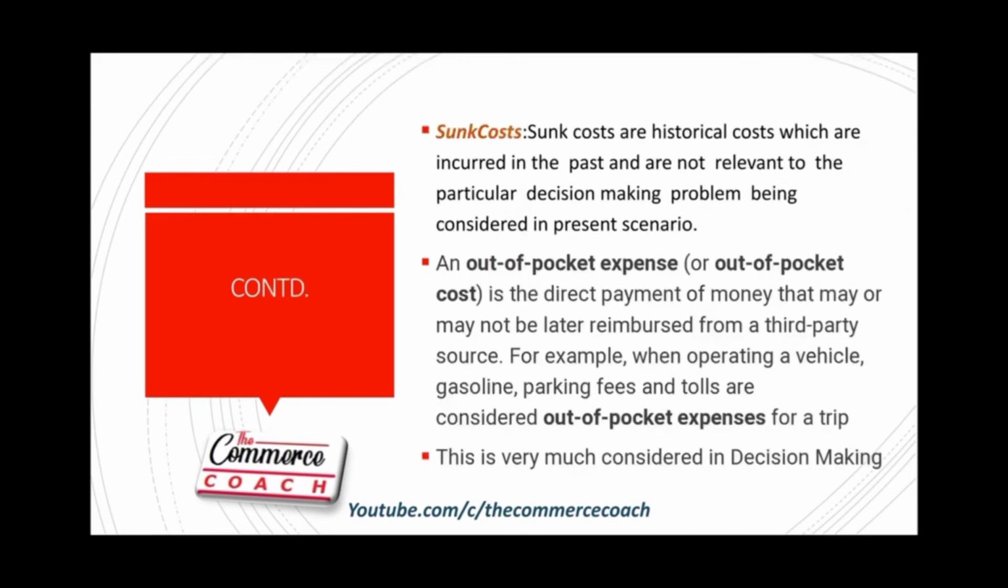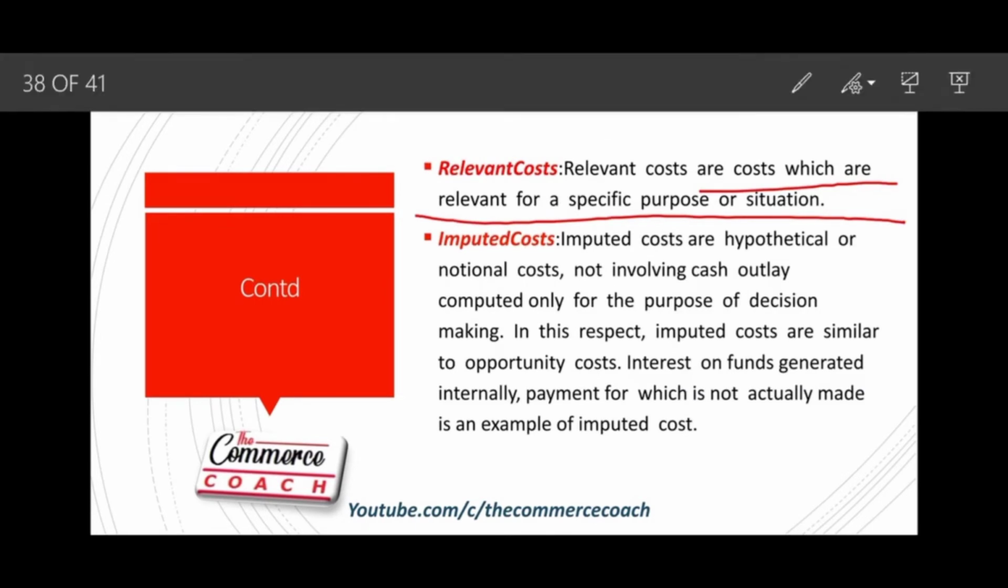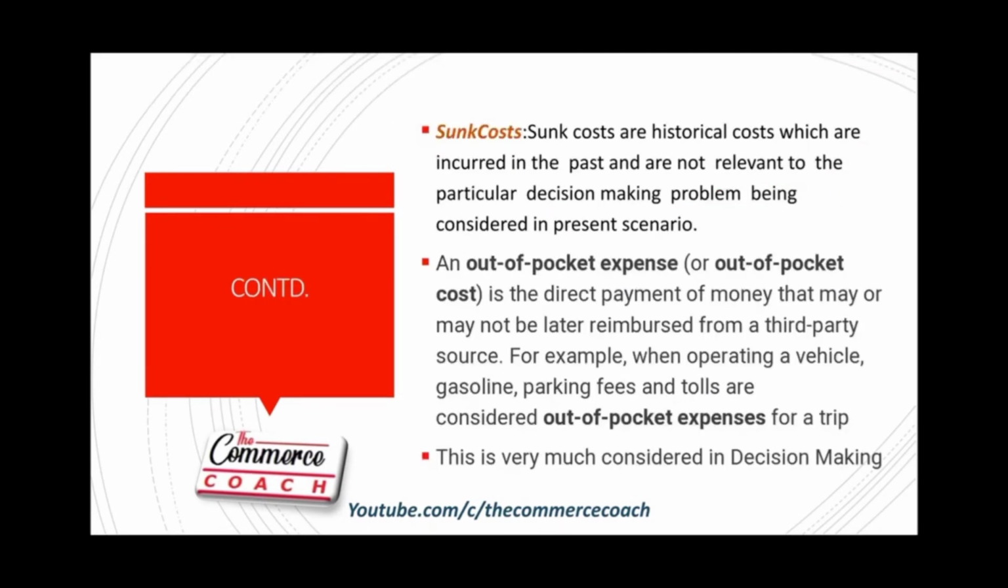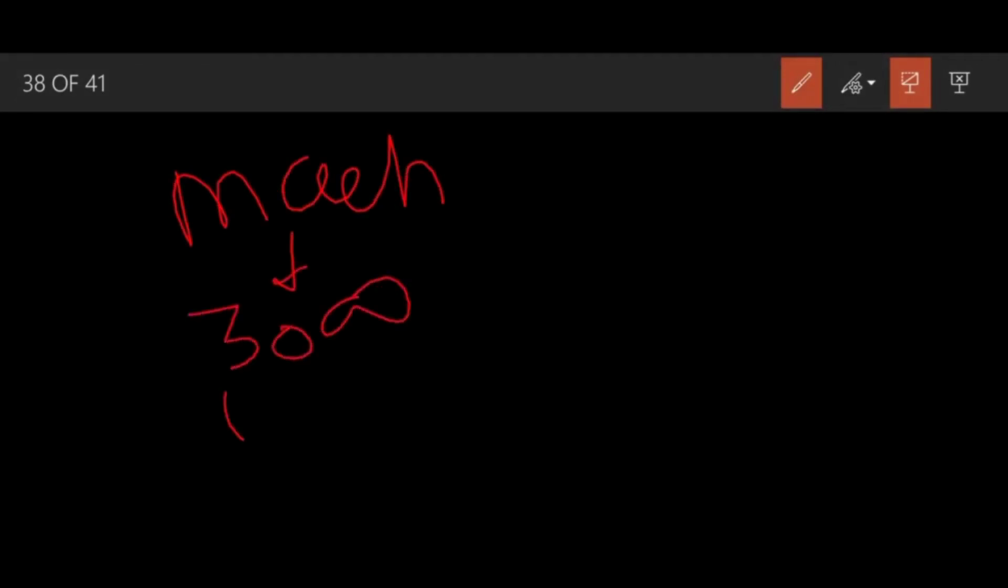Okay, imputed cost, sunk cost. So let me give an example of relevant cost, sunk cost and irrelevant cost. One example will make you understand about three things: relevant cost, irrelevant cost and sunk cost. Suppose that I have a machinery and I am going to sell it. I have purchased this machinery at 3000, 3 years back.